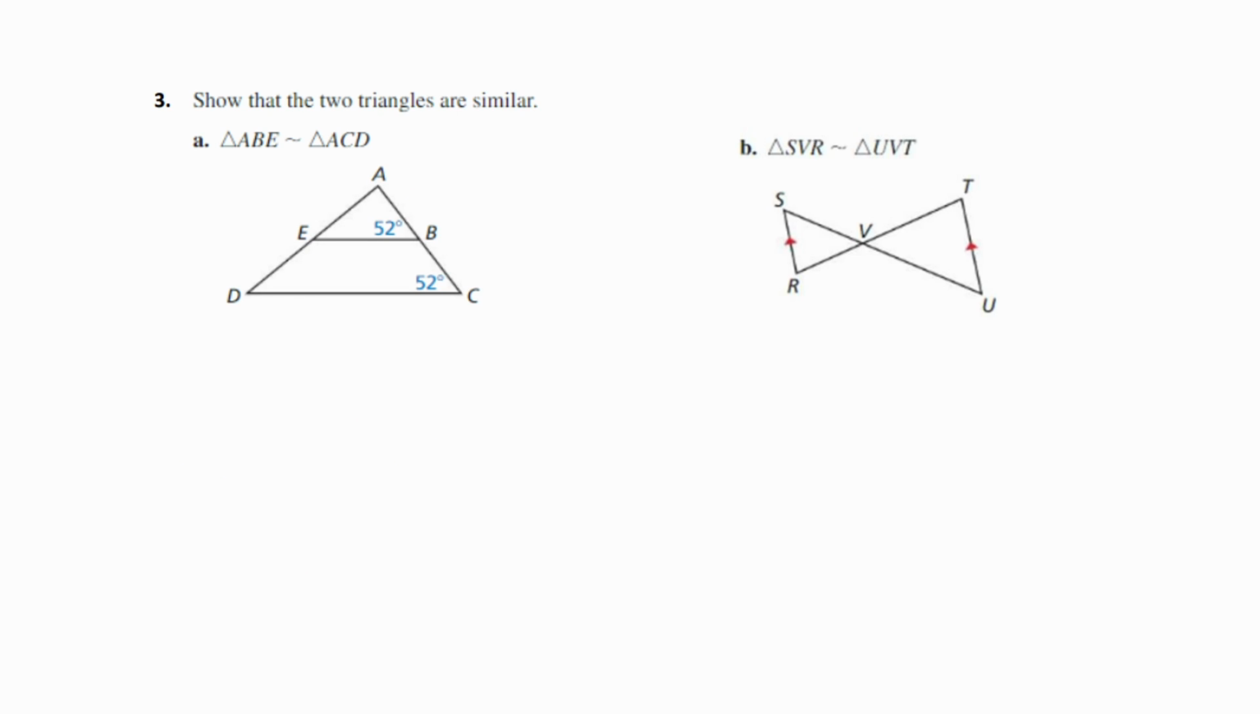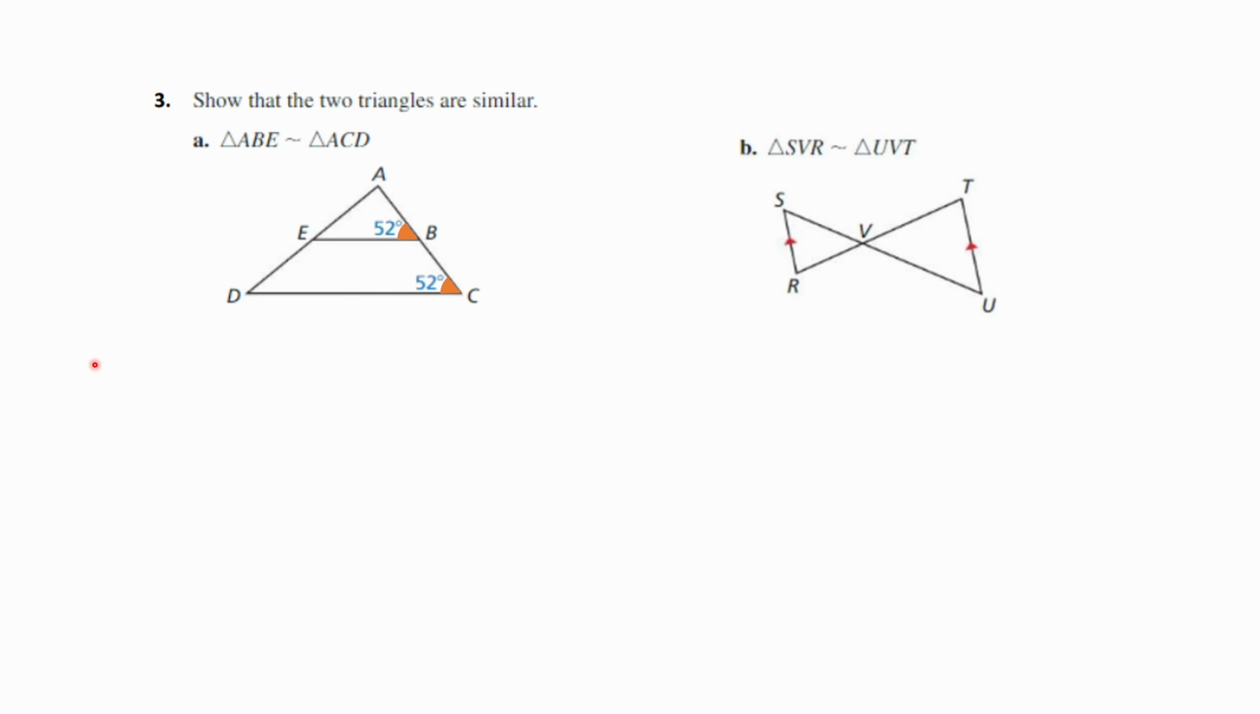Here on number 3, it says show that the two triangles are similar. For part A, I'm showing that triangle ABE is similar to triangle ACD. Triangle ABE is this smaller triangle up here, and ACD is the larger triangle, so ABE is actually inside of ACD. One of the ways we can do this is, we know that they have the same measures at angle ABE and angle C of 52 degrees.